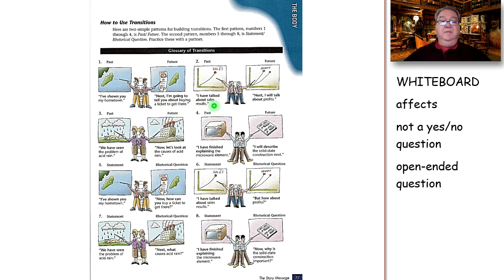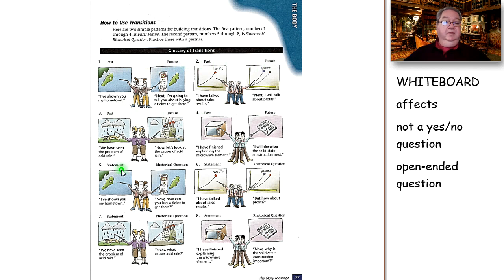Or I've talked about sales results. Next, I will talk about profits. Past tense, future tense. Past and future. We've seen the problem of acid rain. Now let's look at the causes. Okay, so these you can see here are all past plus future.